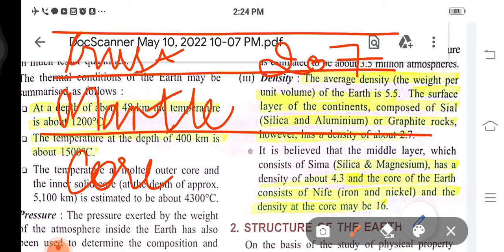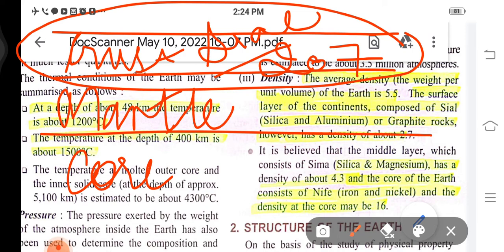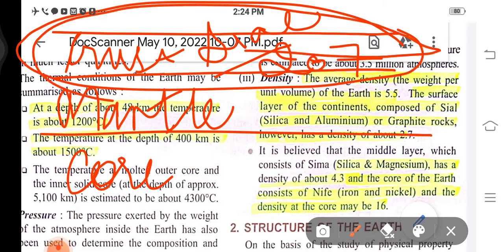Then it is composed of sial. Do you know what sial is? Si means silica and Al means aluminium. So from this, three questions can come out. What is the first layer? The first layer is the crust. What is it composed of? It is composed of sial, that is silica and aluminium, or we can say granite rocks. And what is the density of the crust, the upper layer? That is 2.7. So just learn these three parts.